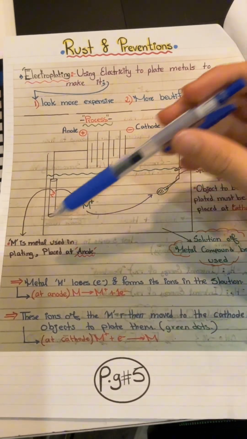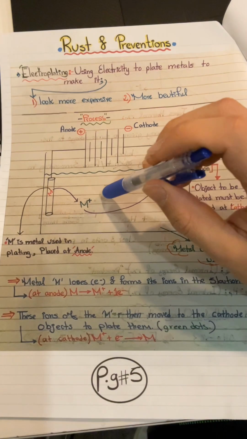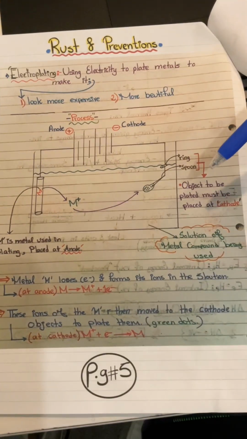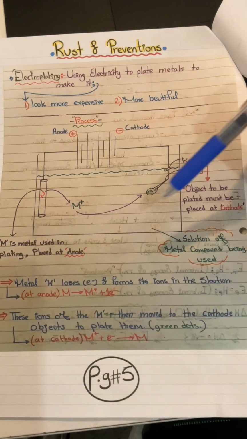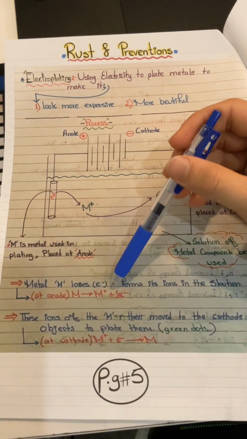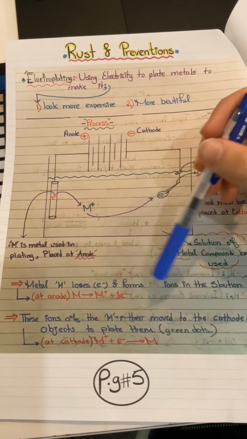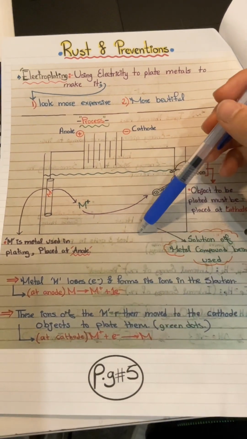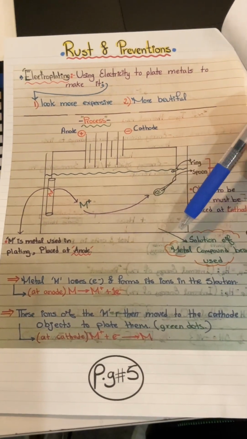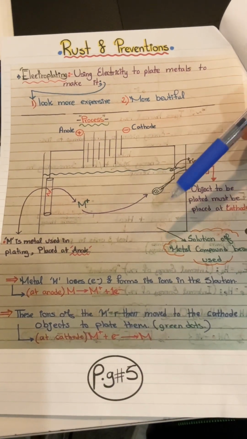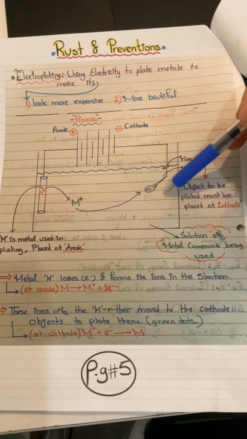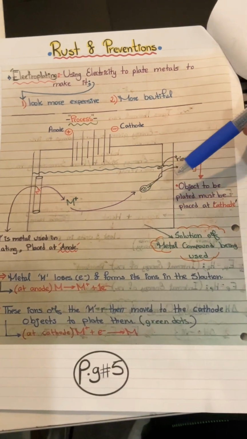You place the metal at the anode. The ions are going to migrate to the cathode, and the object to be plated must be at the cathode. Okay, so the metal M will lose electrons and form ions in the solution. These ions of the metal will then move to the cathode, and they will become electroplated. Basically, the ring or spoon is going to gain the ions and become electroplated over here at the cathode, okay?